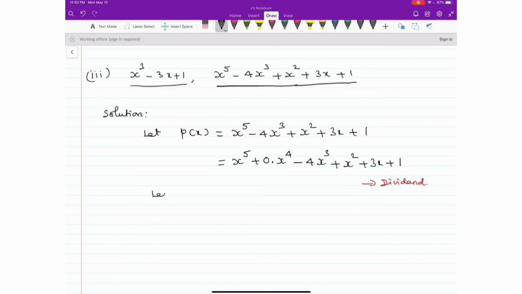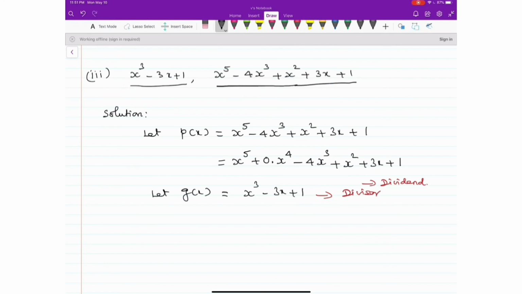Let g of x is equal to x cube minus 3x plus 1. Again, this is in descending power of x. You can leave it as it is. Or if you want, even you can write, because x square term is missing, 0 into x square. But if you ask me, that is not required, because when you multiply and write, you can write the like terms together. Okay, so let me leave it as it is. This is your divisor.